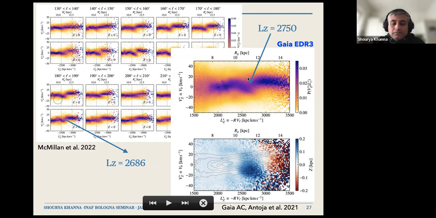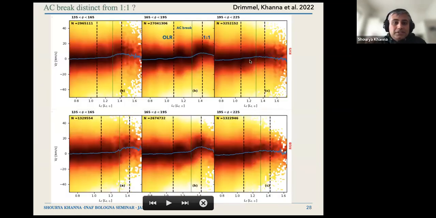Because a simulation where the Sagittarius dwarf is interacting with the Milky Way can cause something like that. So here's the short answer to that. Indeed, that gap that we see from the Sagittarius passing is very close to the value of the one-to-one resonance, but it is still quite distinct. So this is the same break that I showed in the previous map, and you can see that it sort of lies in between the OLR and the one-to-one line.